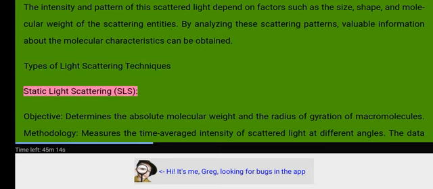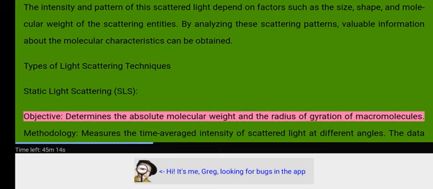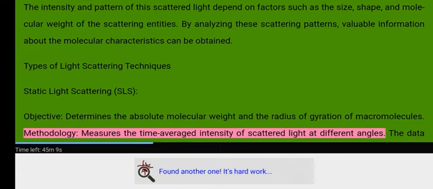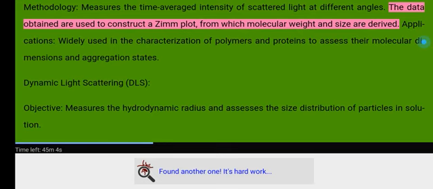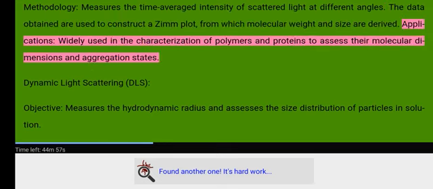Static light scattering, SLS. Objective: determines the absolute molecular weight and the radius of gyration of macromolecules. Methodology: measures the time averaged intensity of scattered light at different angles. The data obtained are used to construct a Zimm plot, from which molecular weight and size are derived. Applications: widely used in the characterization of polymers and proteins to assess their molecular dimensions and aggregation states.